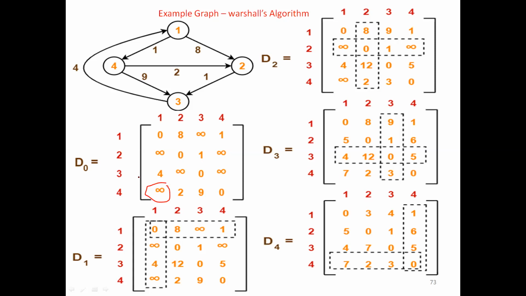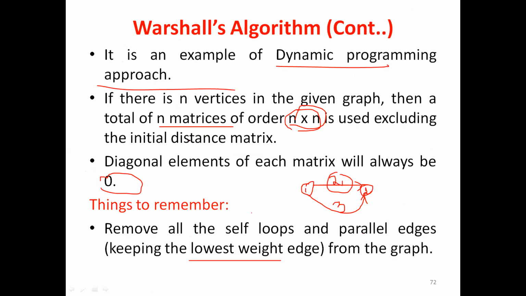Got it? And you have 1 to 3 also. You can find this one. Path from 1 to 3. Okay, so there is a path from 1 to 3. Sorry, 3 to 1. It is this one. 3 to 1 is 4. So this is how you are forming the initial matrix, the initial distance matrix.